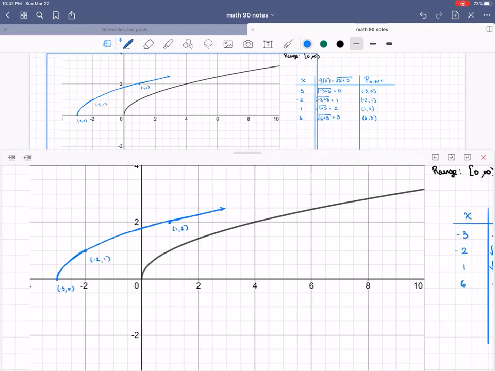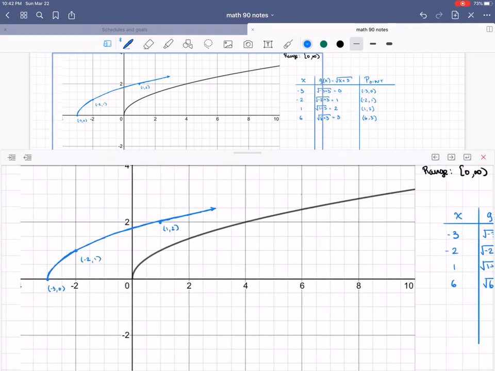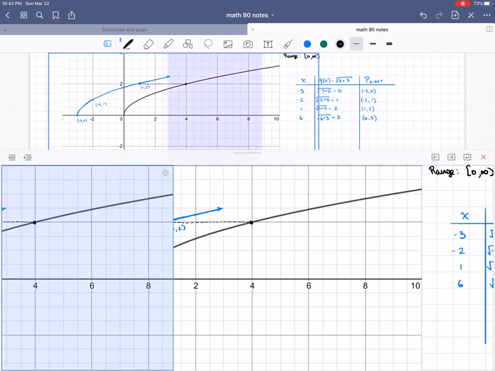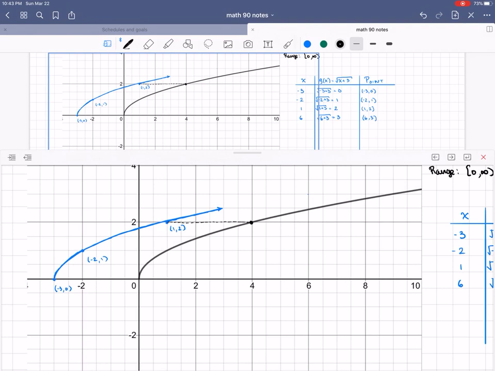All right, so again, there's nothing special about the values I picked. I just wanted to get a shape fleshed out. Same thing: every single point on the graph of g, if I want to, I can dot over from it and end up with a point on the graph of f. So I started at 1, 2. If I dot over to the graph of f, I end up at the point 4, 2. Same y coordinate, but the x coordinate is 3 bigger.